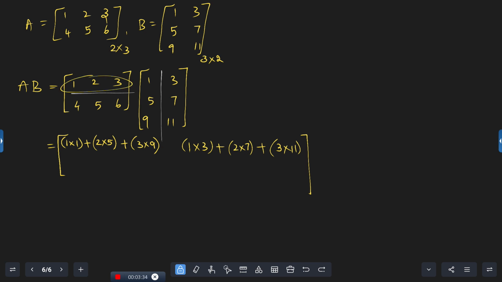I took the first row and multiplied it with each column. Suppose if you have a third column, you should multiply. If you have a fourth column, you should multiply with the same row. Like that you have to go. Be careful here. Right, fine.